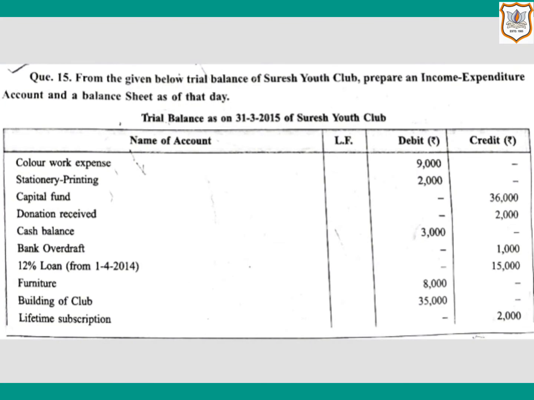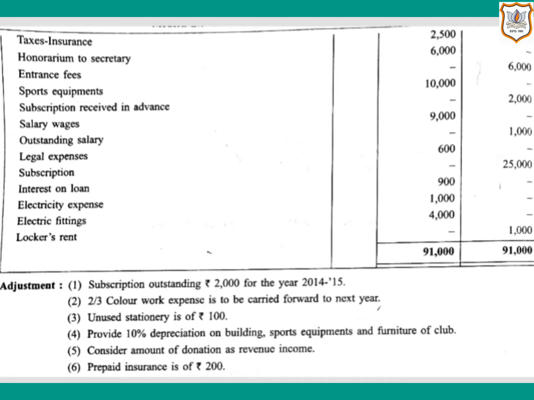Here is the question. From the given trial balance of Suresh Youth Club, prepare an income expenditure account and a balance sheet as of that day. Here we have to prepare only the income expenditure account. Here the trial balance is given, and here is the remaining part of the trial balance. With that, 6 adjustments are given.